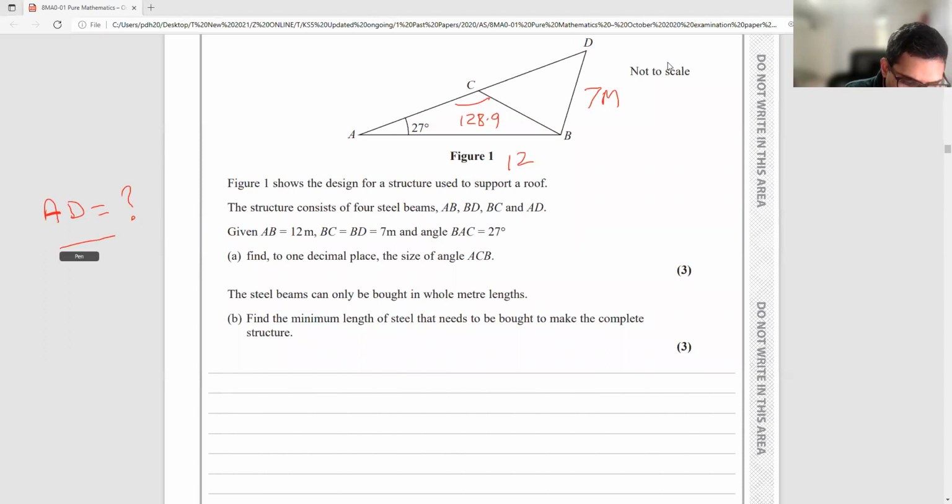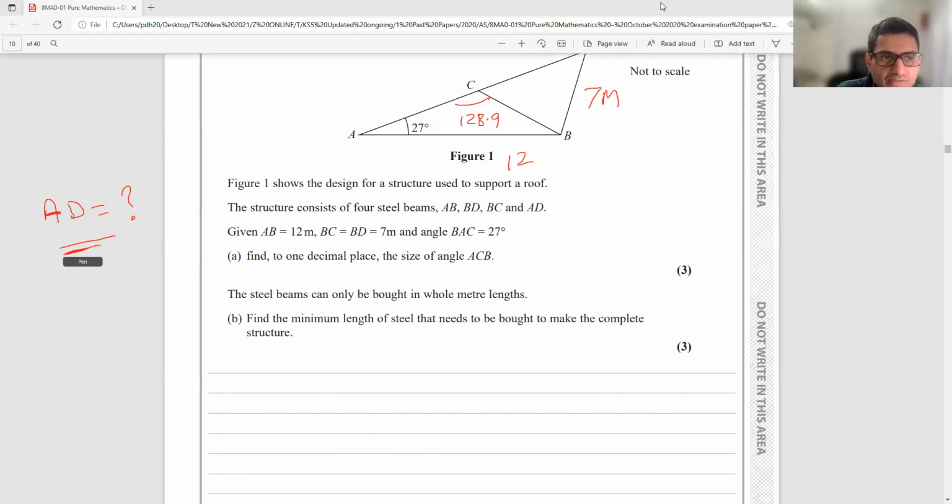Okay, how can we find AD? Can you message me a very short message? Krishna, please, give me an answer, please.